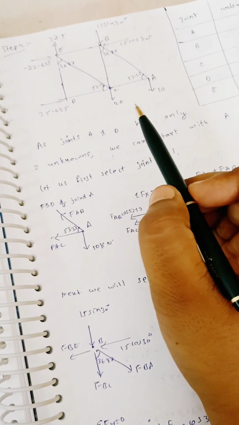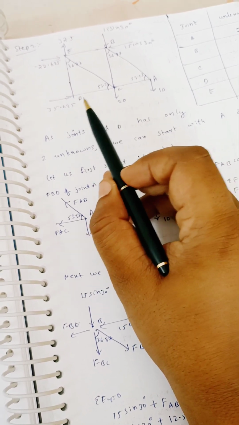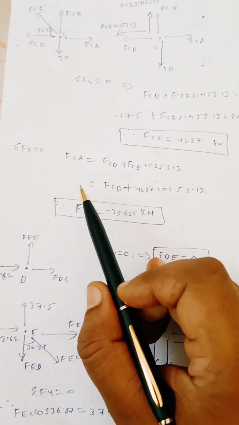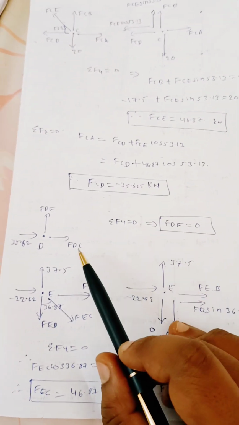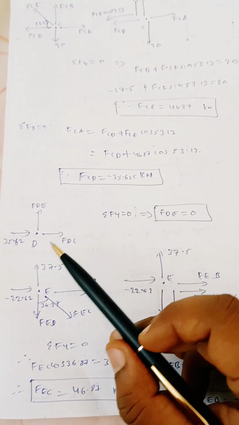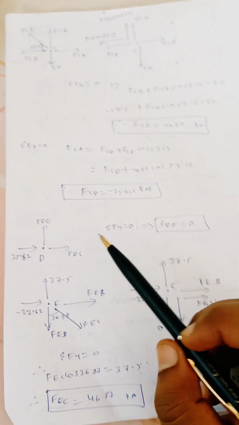Then after C, go to D. You already know this, so this is the unknown here. So at D, I will apply sigma Fy equal to 0. So FDE equal to 0. Upward force equal to downward force. There is no downward force. So FDE equal to 0.